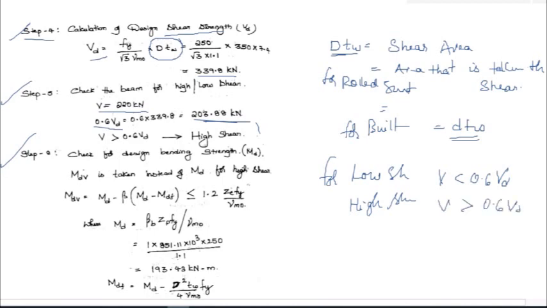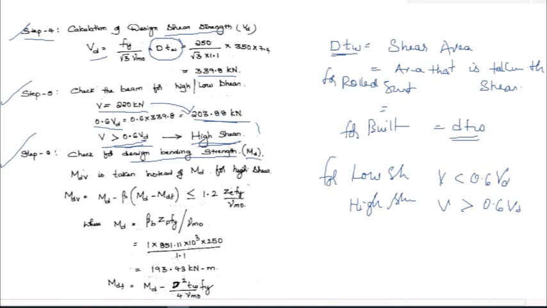So what do you think is the case? See, compare these two values now. Yes, absolutely. Capital V is greater than 0.6 of VD. Therefore, it is a high shear case. So now we have to find the design bending strength of the section MD according to that.